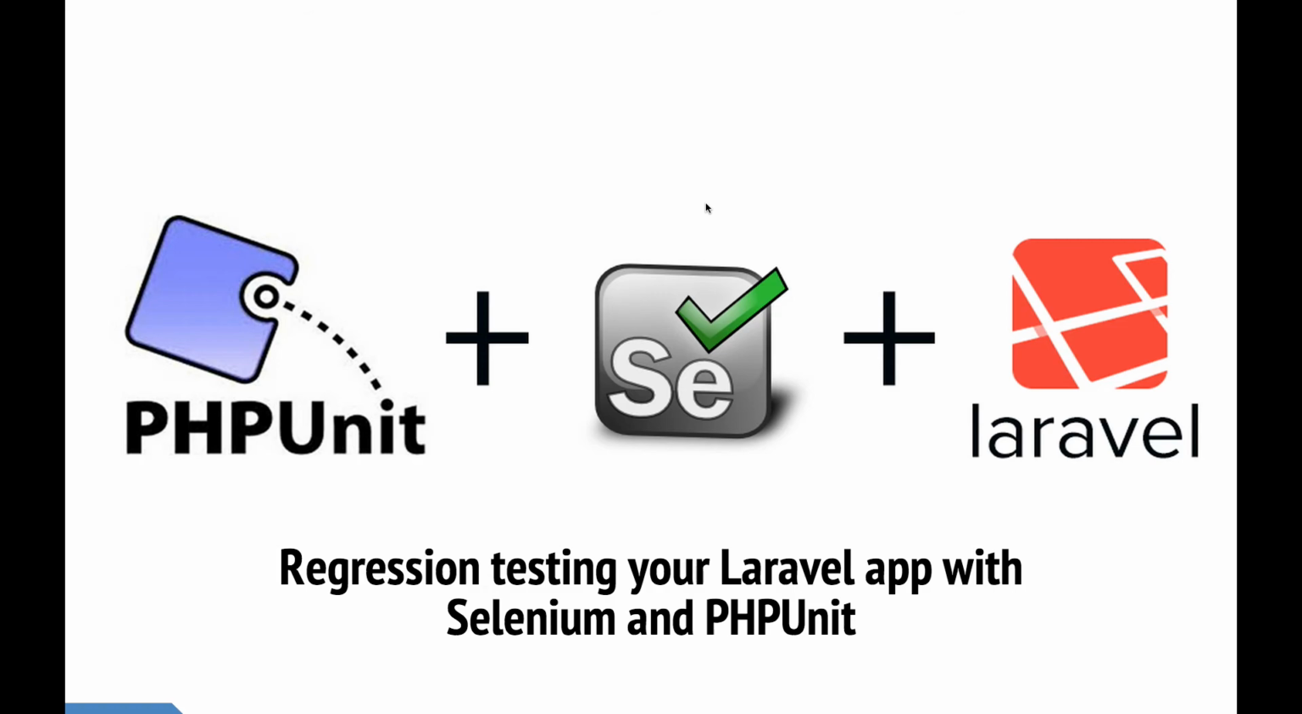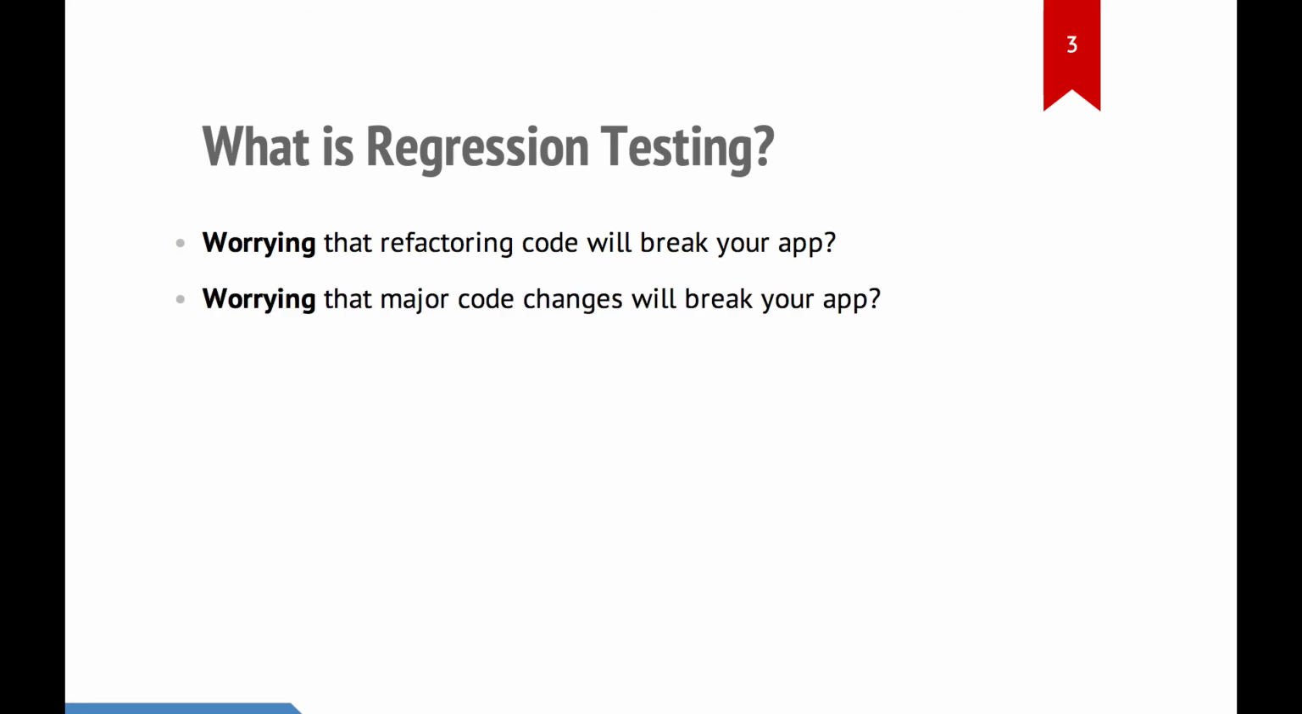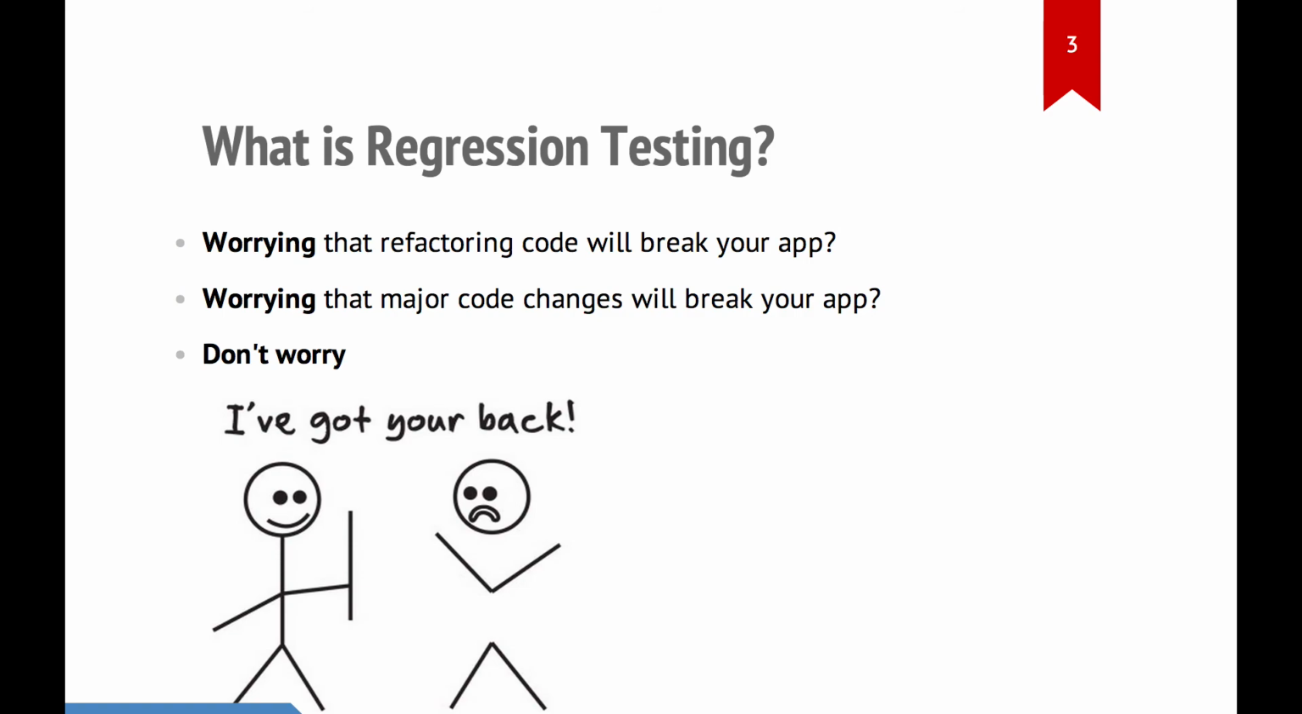All right. Well, let's first talk about regression testing. So what is regression testing? Basically, it's a lot like any type of testing. You want to make sure that when you refactor your app, nothing breaks. So if you're worrying that any major code change in your code base will break things, don't worry, we've got your back. That's what we're going to talk about today.